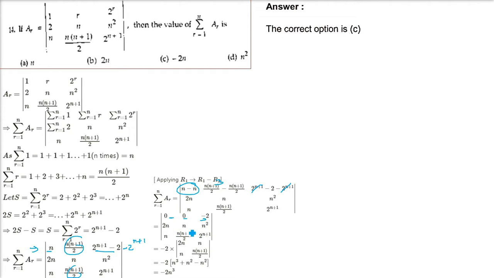Now 2n, n square, let us keep others like that. Just open it using the first row.